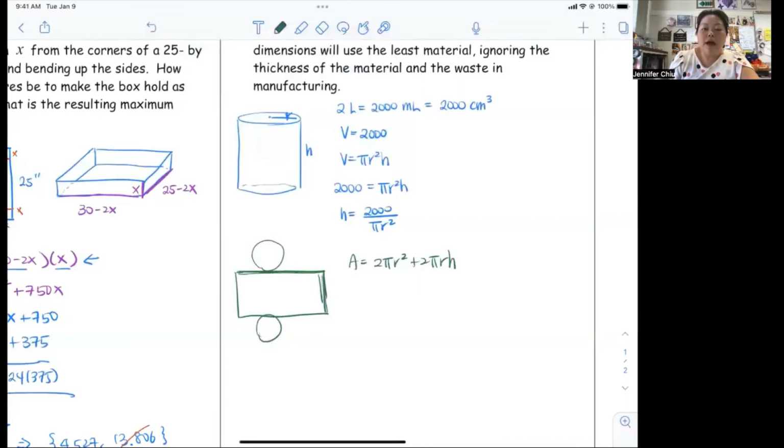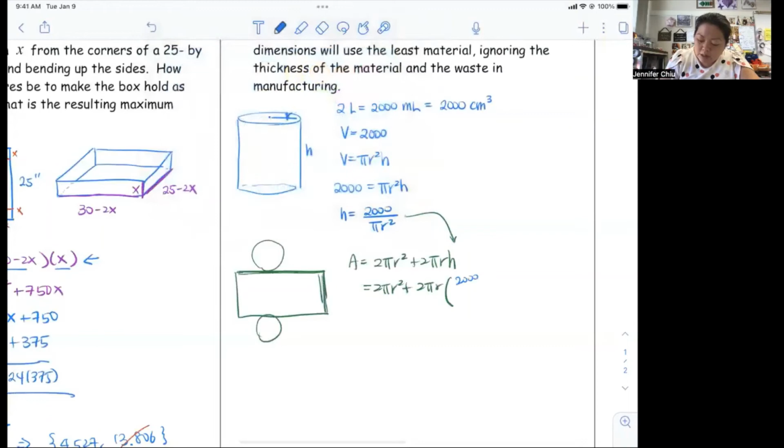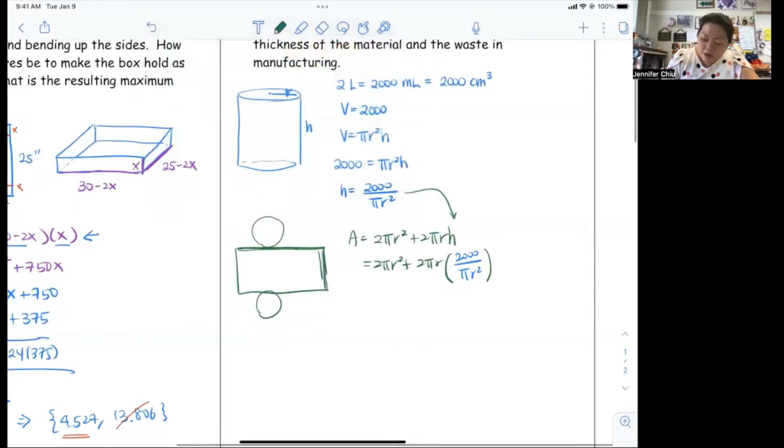And see, I have 2 variables again, but I was able to get h by itself in the previous section, so I can go ahead and take this h and plug it back in here. So 2 pi r squared plus 2 pi r times the h I just got, so 2,000 over pi r squared. Okay, now I have a nice equation here. Go ahead and clean this up. 2 pi r squared plus, the pi's are reduced out, one of the r's reduces out, plus 4,000 over r.